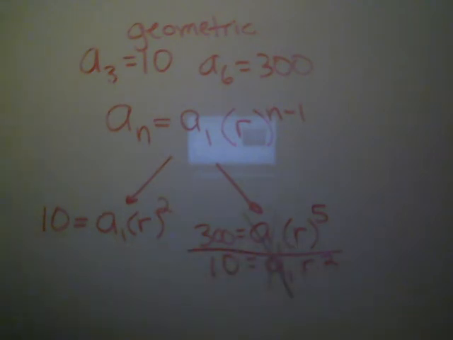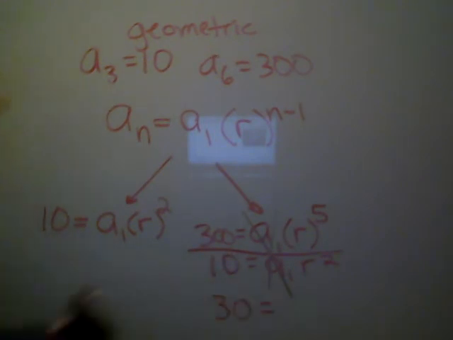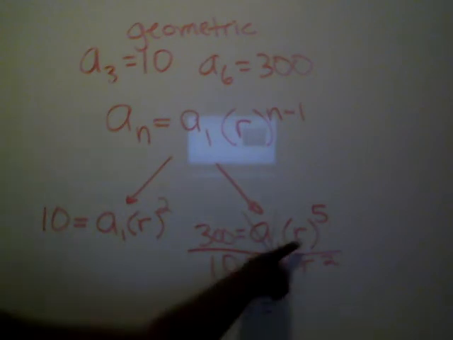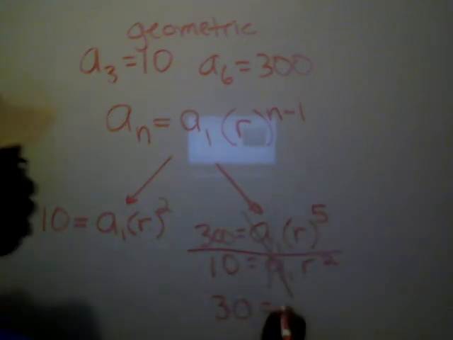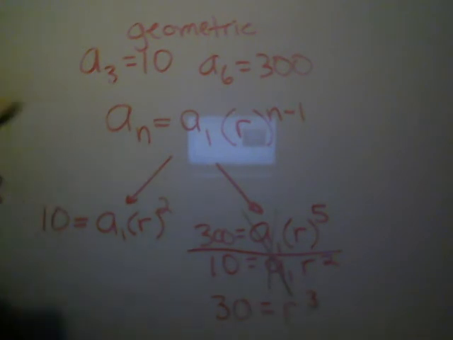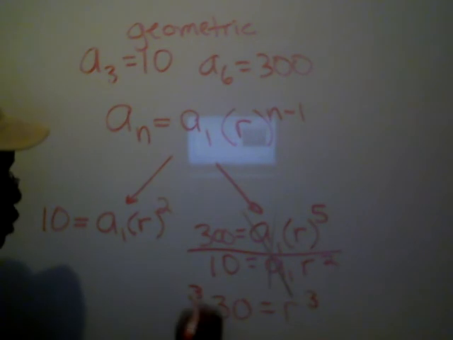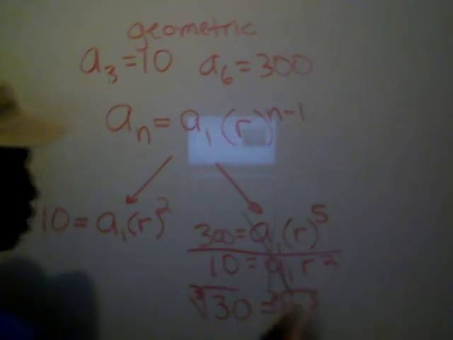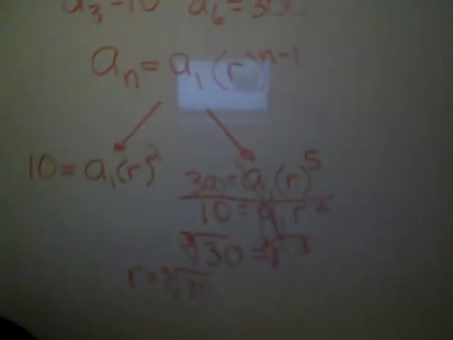We can solve for r first. If we do that, 300 divided by 10 is just 30. And then if it's r to the 5th and r squared, we can subtract them to get r cubed. Remember, if the bases are the same, you can subtract the exponents. Now to solve for r, we would do the cube root. So r, unfortunately, is the cube root of 30. It's not a nice even number. So our r is the cube root of 30.